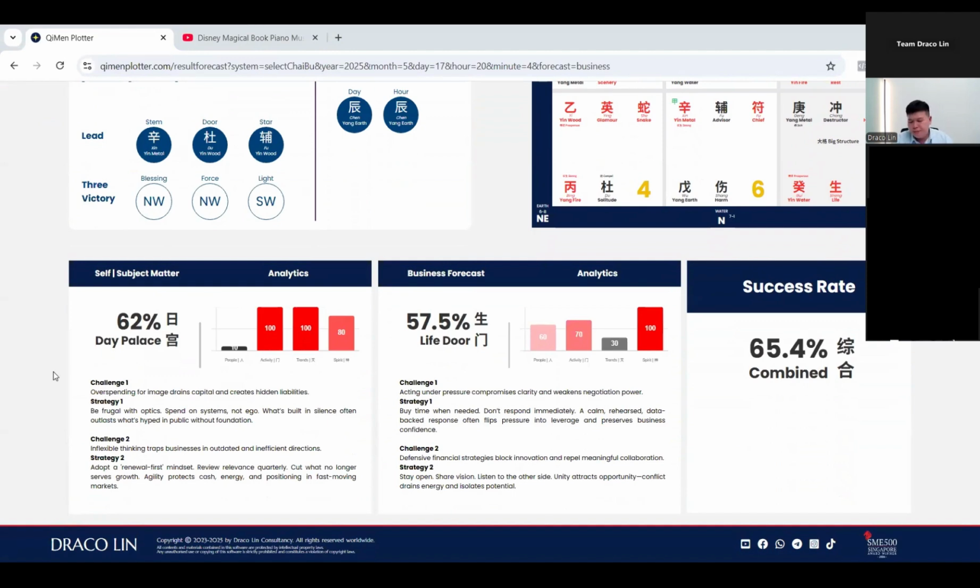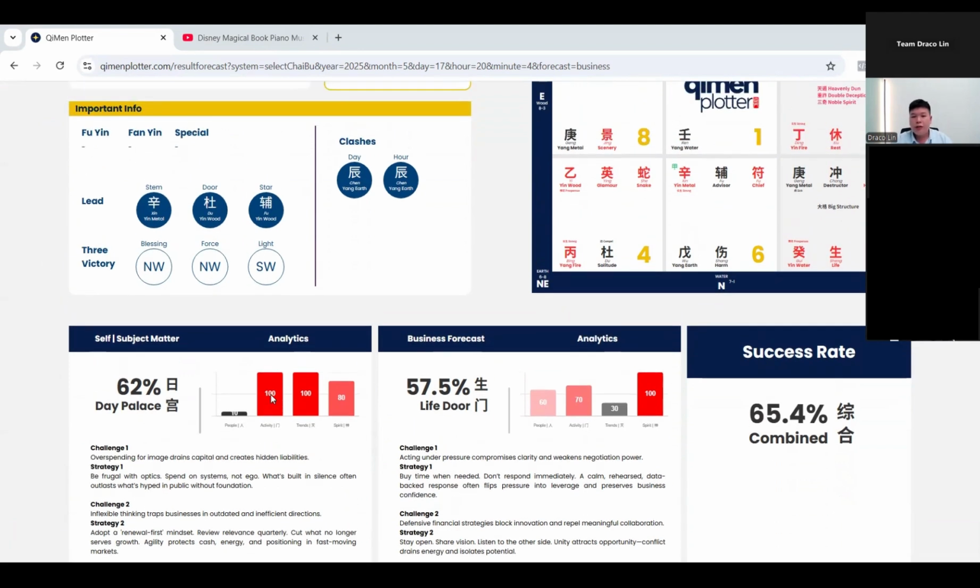A lot of things here are because you don't know what the direction of the problem is. Let's say, for example, your day self is at 62%. This is the analytics. We calculate the analytics for you. And when you look into the 4 different variables, we have the people, the doors, the stars, and the deity. So apparently, at just one glance, you know that the people matters have a problem. Very simple. When you see the people matters have a problem, then you look into the challenge and the strategy. This challenge and strategy are to settle all these problems.